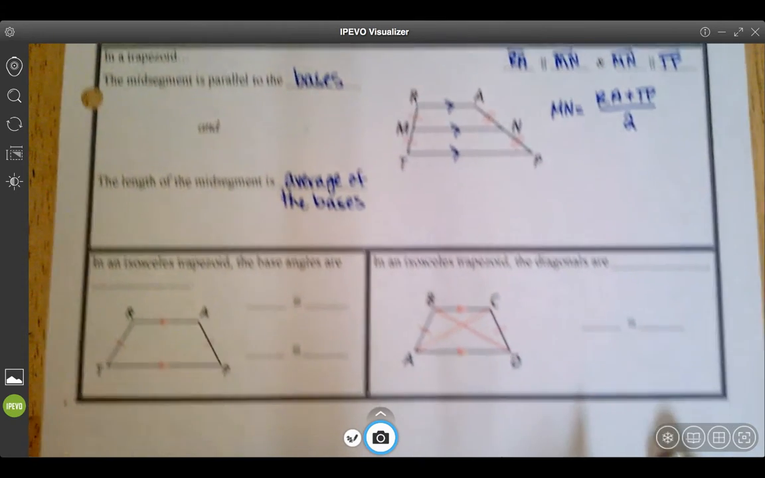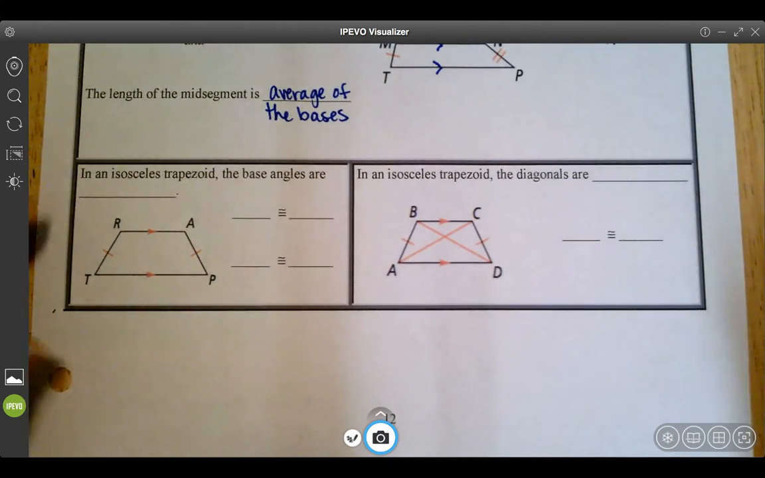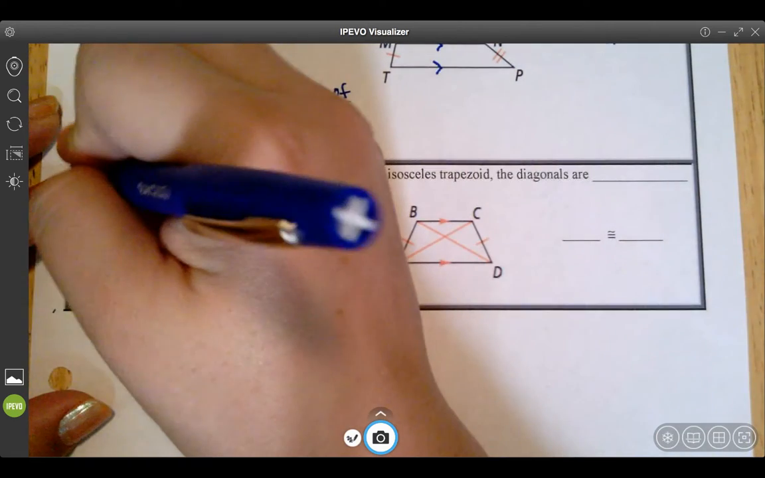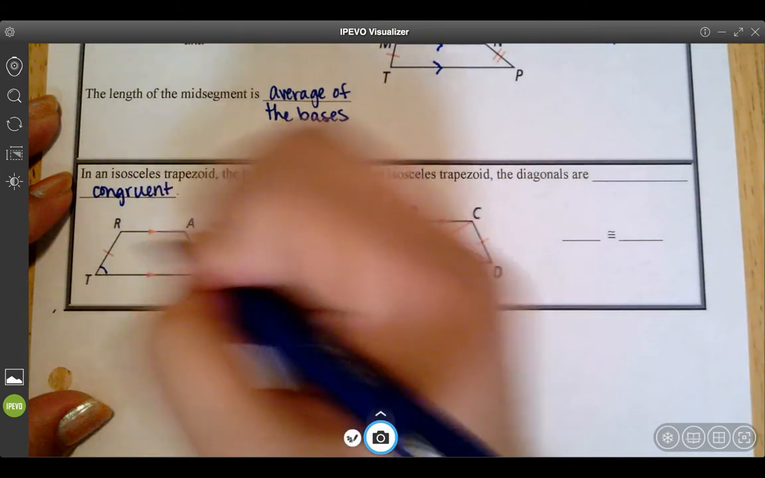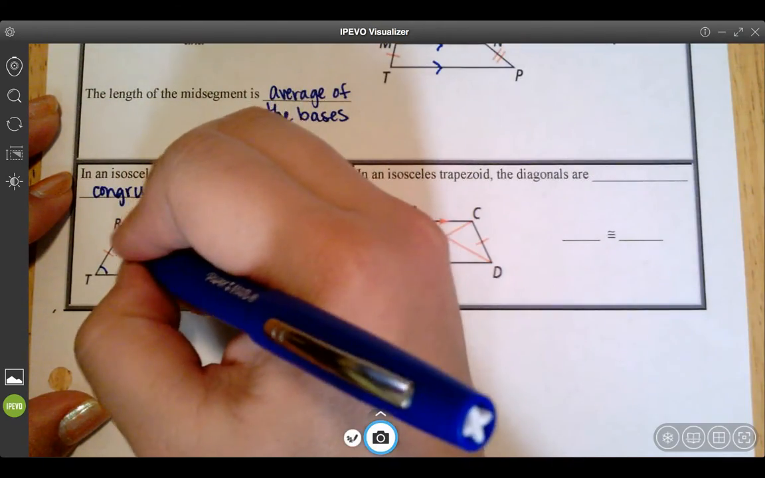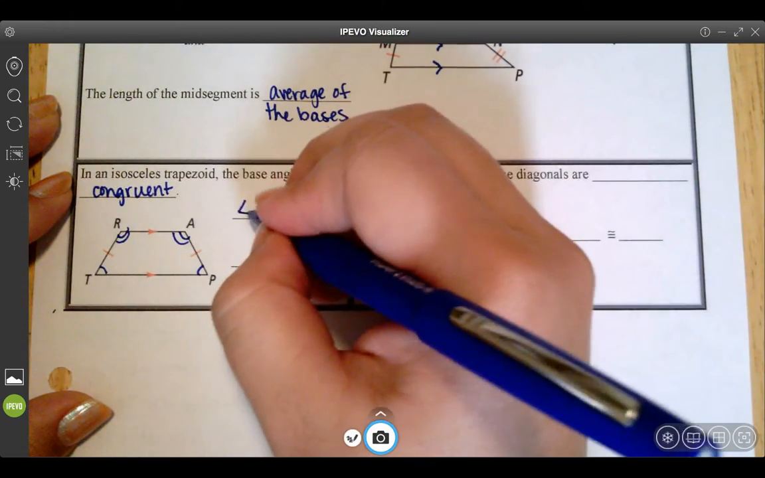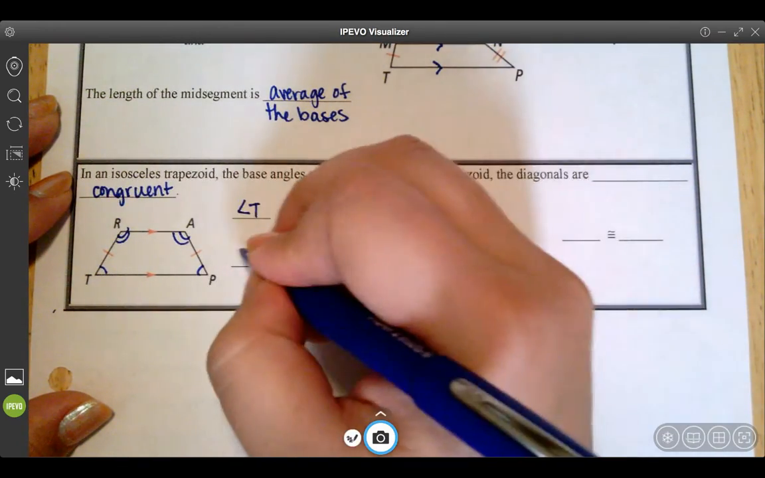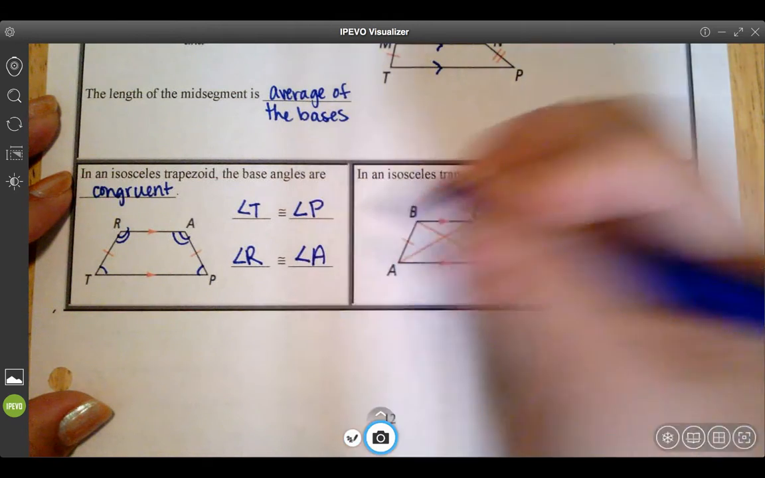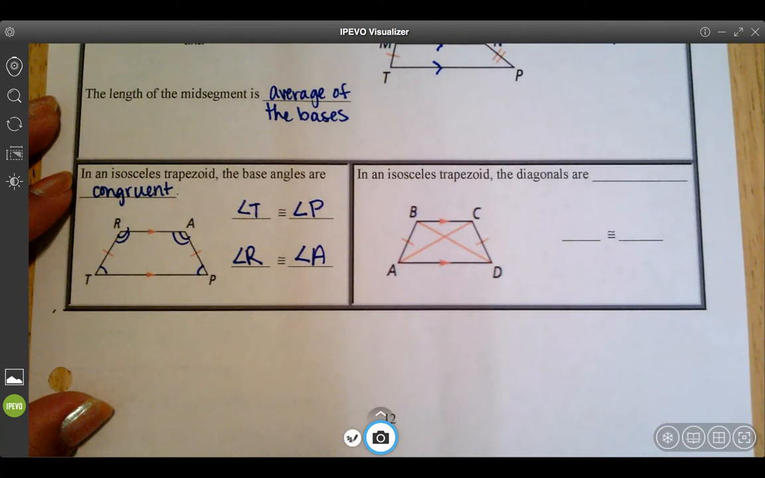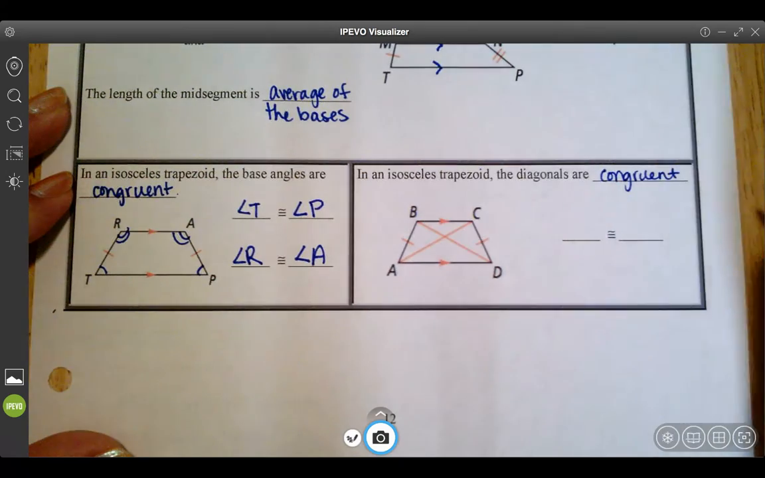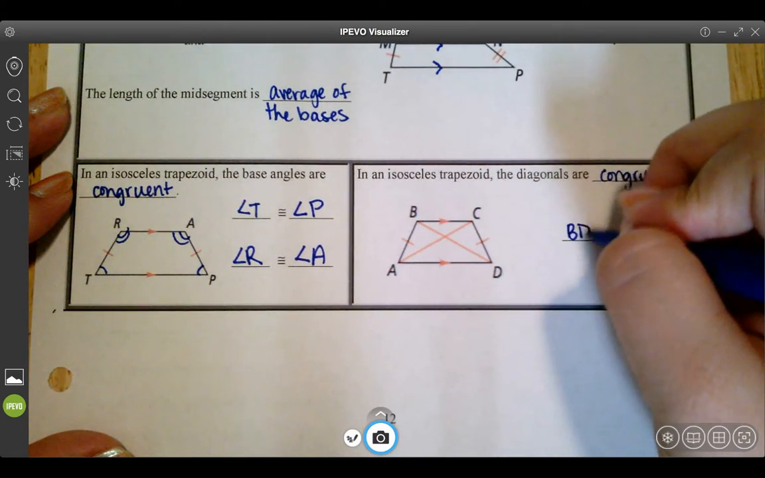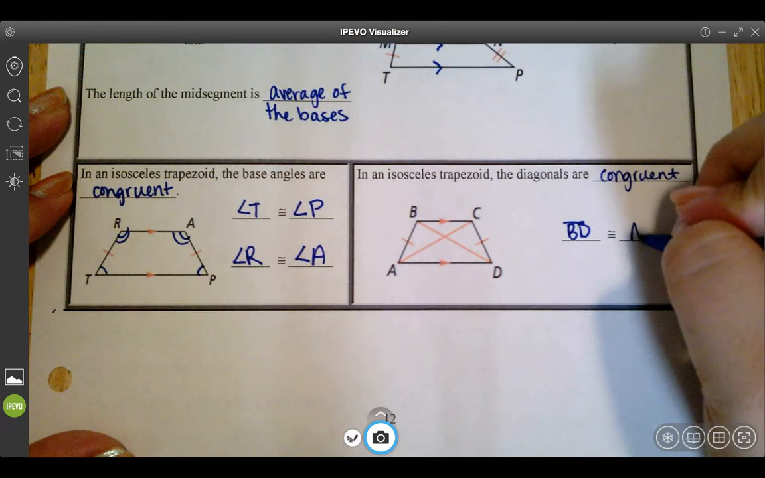We also know that for an isosceles trapezoid, just like for an isosceles triangle, the base angles are congruent. And so we have two pairs of base angles here and here. So we can say angle T is congruent to angle P, angle R is congruent to angle A. And in an isosceles trapezoid, the diagonals are also congruent. And so we can see this diagonal, BD, is congruent with our other diagonal, AC.